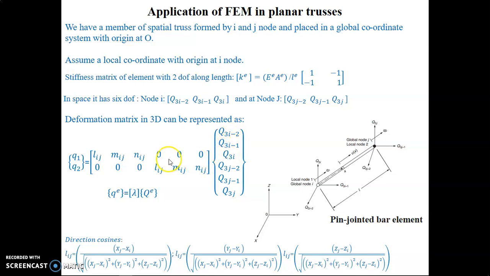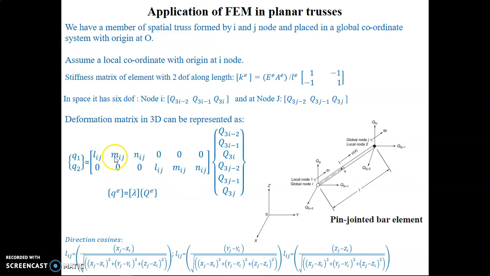This has been achieved by setting these terms to 0. By setting this term to 0, the contribution of the jth node is reduced to 0 for the deformation at the first node, or the ith node. Similarly, we can define the second row with the first three elements as 0 and the last three elements as Lij, Mij and Nij.